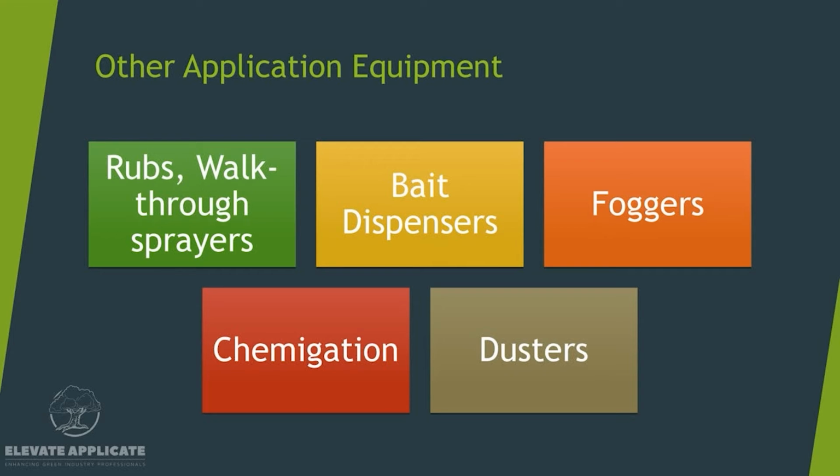There's chemigation, which is using irrigation and chemicals. And then there's dusters. You're applying a dust. I know one off the top of my head is, I believe it's called Delta Dust. And it's mainly used in wasp and bee applications.